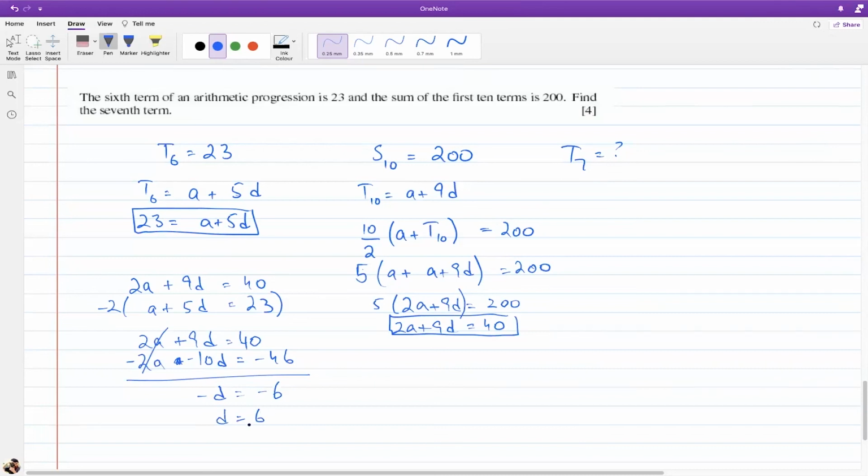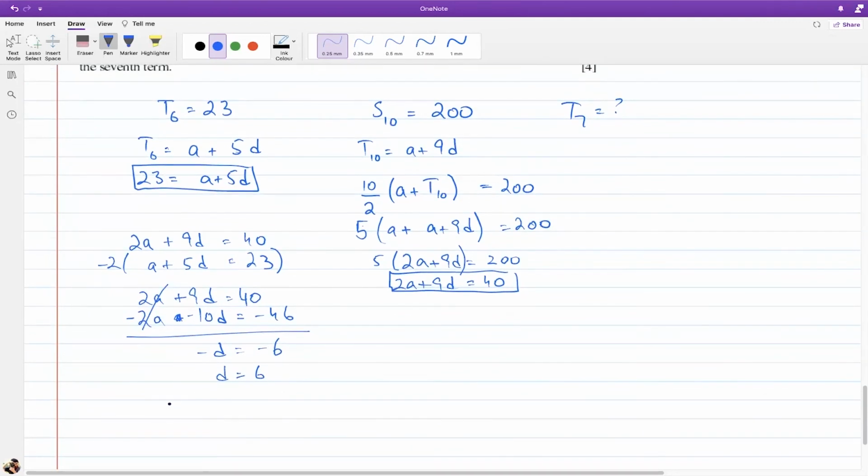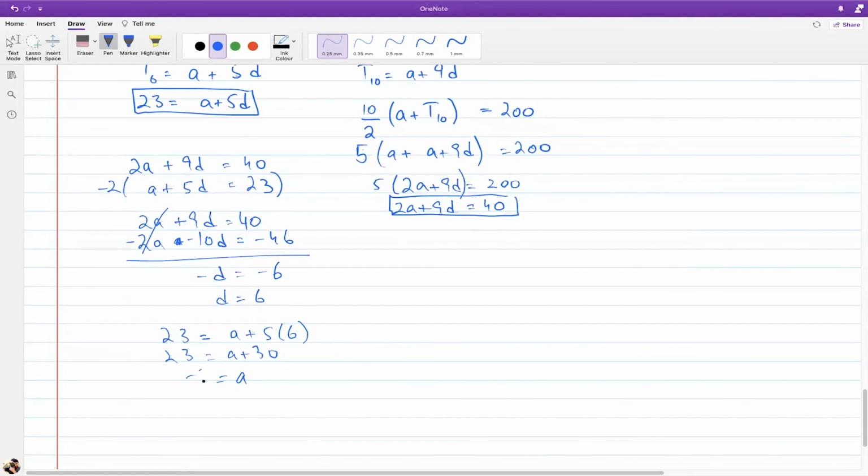My difference is 6. And now I want to figure out the first term. So 23 is equal to a plus 5 times 6. So 23 is equal to a plus 30. A is going to be minus 7. So my first term is minus 7. Okay, so what's the 7th term? My first term is minus 7. My difference is 6. So what's the 7th term? 7th term is going to be starting value plus 6 times the difference. ऐसी है. So starting value is minus 7. 6 times the difference is going to be 36, so the answer is 29.